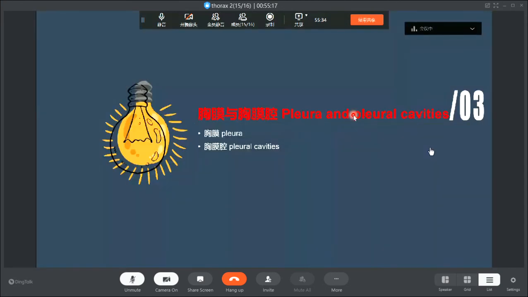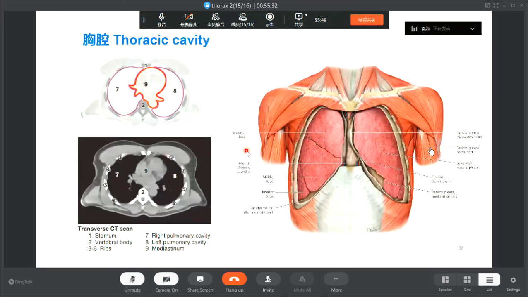Okay, so let's introduce the third part, the pleura and the pleural cavity. This part consists of two parts: the pleura and the pleural cavity. Okay, and this picture is a transverse CT scan. We can see this outline is the thoracic wall, and the central part is the thoracic cavity.